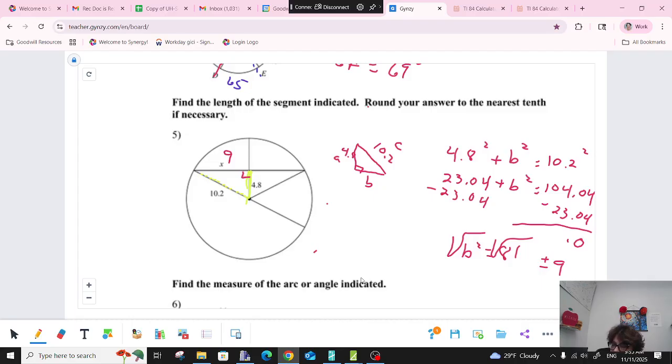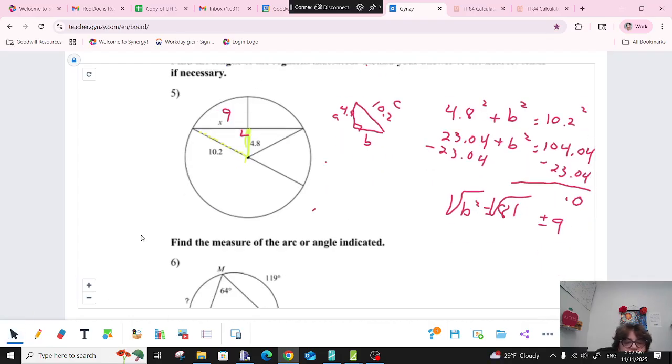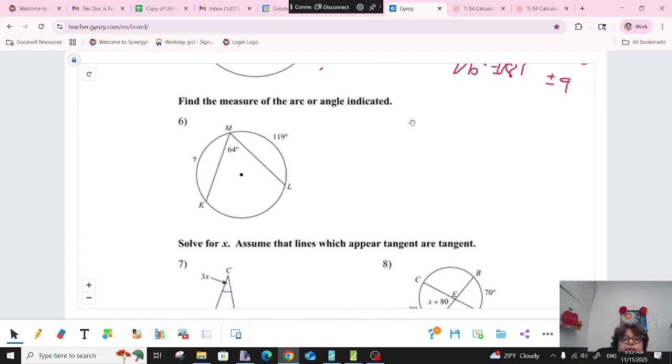Okay? So now, find the measure of the arc or angle indicated.